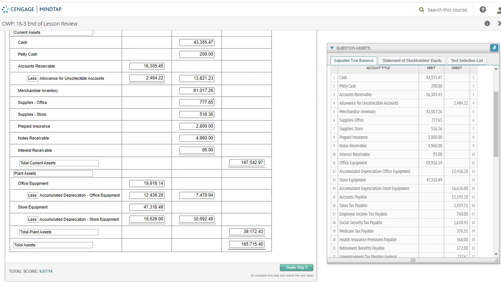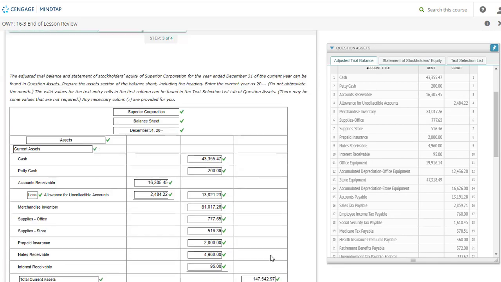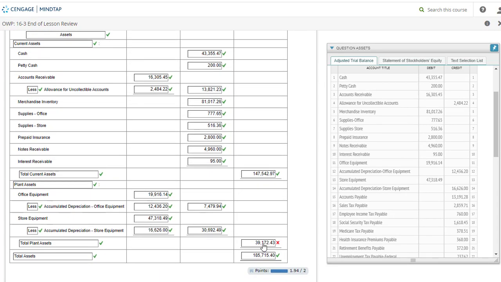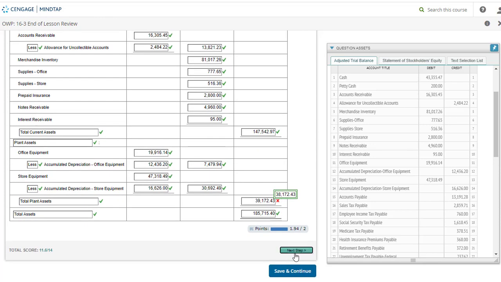And so we are going to be looking next at doing our current liabilities and stockholders' equity. Oh, I wrote down the wrong number on that one. That was not 39. What did I write? $38, not 39. I'm sorry on that. Total plant assets. I must have looked at my number wrong. Sorry.